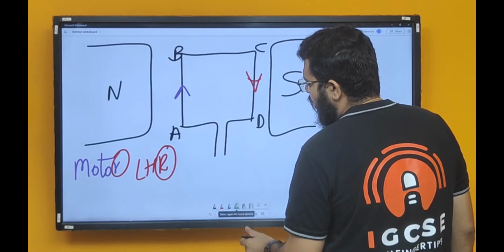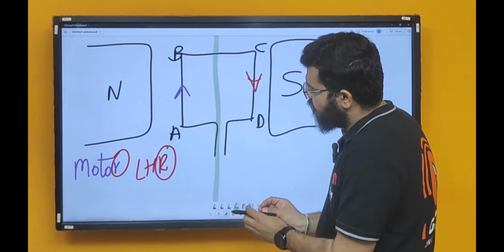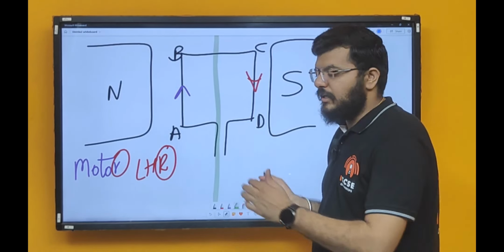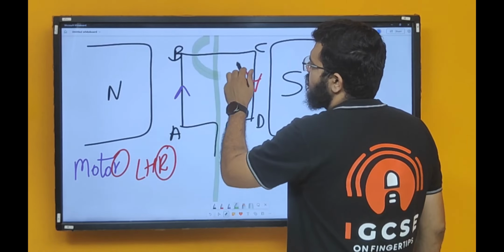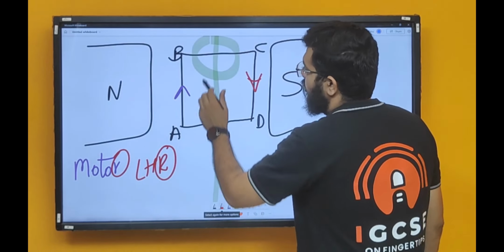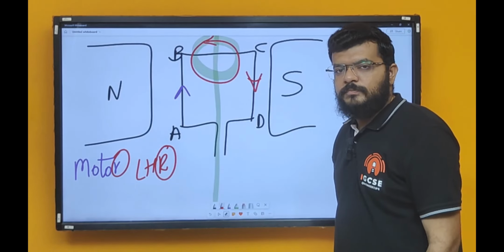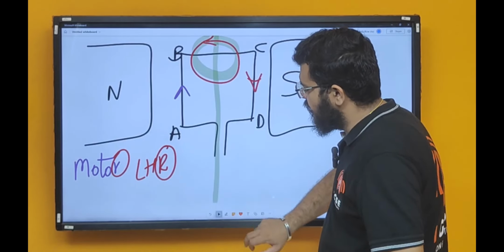If somehow this coil was placed on a mechanism which could help it rotate, then this would start rotating. It would go like this. This is going inside and this is coming outside. So this should be the direction of the motion. This is one possibility that they can ask.